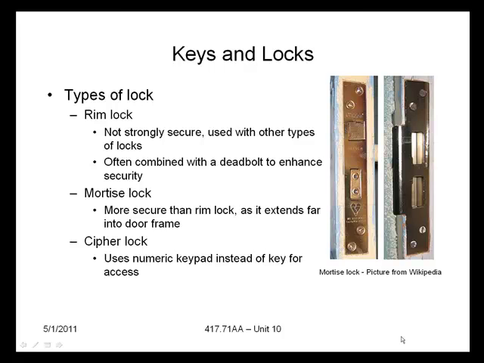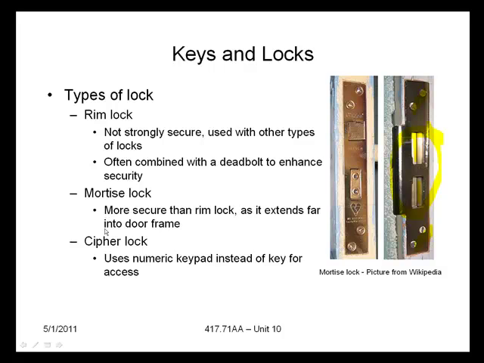Now, a rim lock is kind of an old style latch lock. It might be the one you have on your bathroom at home. It's not strongly secure. It's usually used in combination with something else like a deadbolt to enhance security. It's more a privacy lock than a security lock. The mortise lock is much more secure because the mortise extends far into the door frame. Here we have an example of the mortise, and you can see you've got this very solid piece of metal screwed into the frame, and there's a substantial amount of depth here for which the bolt and the other lock can extend into the frame, making it resistant to forcible entry.